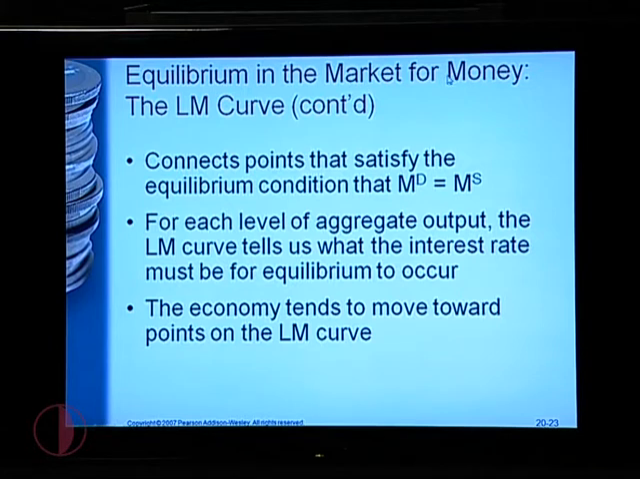Equilibrium in the market for money. The LM curve continued. It connects points that satisfy the equilibrium condition that MD, that is money demand, equals money supply. For each level of aggregate output, the LM curve tells us what the interest rate must be for equilibrium to occur. The economy tends to move towards a point on the LM curve.